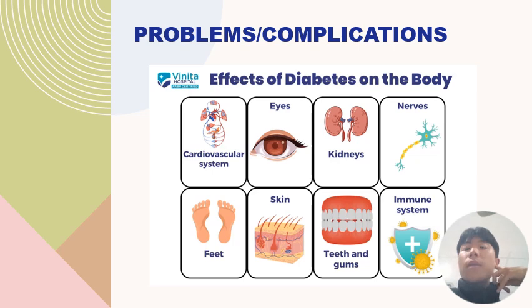When you get diabetes, increased sugar and congested blood will damage all your organs. It causes heart attack, stroke, vision loss, kidney failure, foot ulcer and amputation, and reduced immune and nerve function.